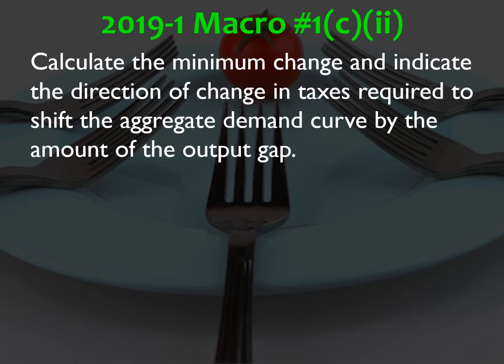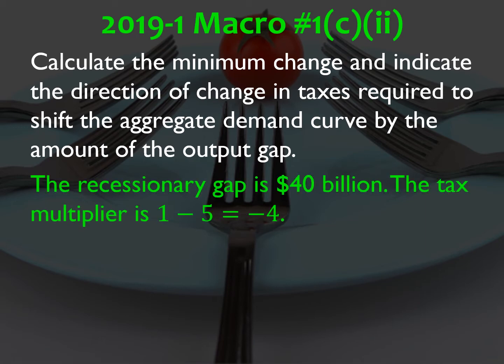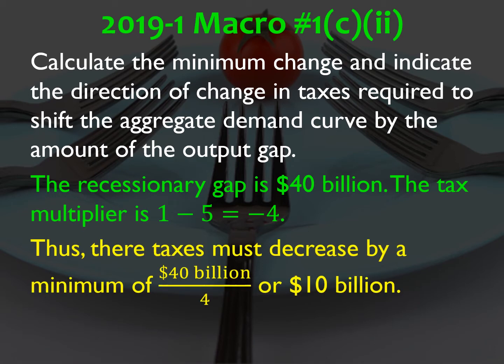C2, calculate the minimum change and indicate the direction of change in taxes required to shift the AD curve by the amount of the gap. So $40 billion, tax multiplier is 1 minus the spending multiplier, or -4. You can also treat it as +4 as long as you remember which direction you need to handle the taxes by. So here the taxes have to decrease by a minimum of 40 billion, which is the amount of the gap, divided by 4, or $10 billion. If you use the -4, negative just means taxes had to be cut by 40 billion divided by -4, or $10 billion.